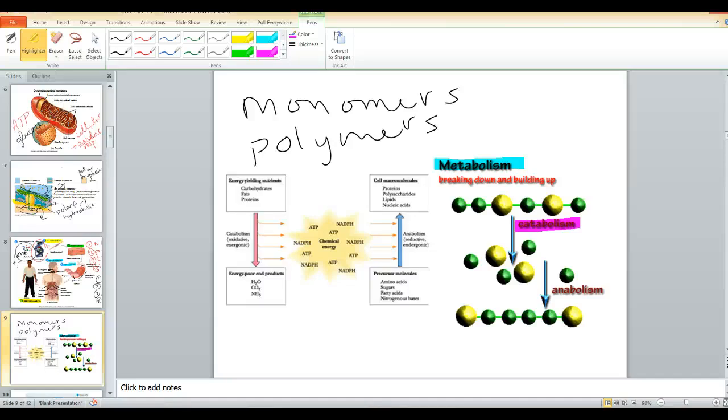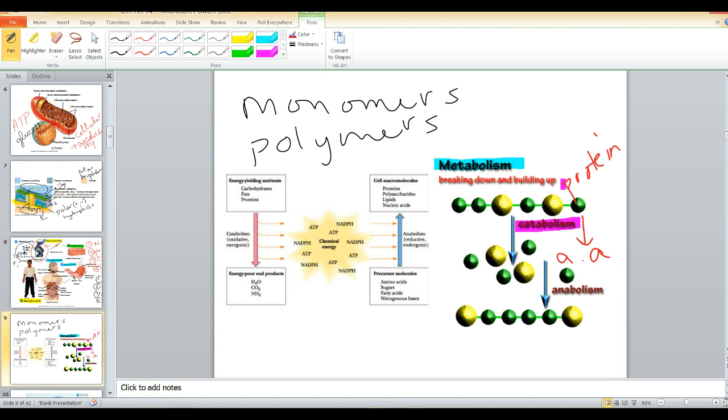So think about when you put proteins in your body, so you're eating a hamburger or you're eating chicken, you're breaking that protein down into its smaller units, which are amino acids. So you can imagine that this right here would be the protein. And after it goes through a series of reactions, we get our amino acids. Okay. So catabolism is breaking down.